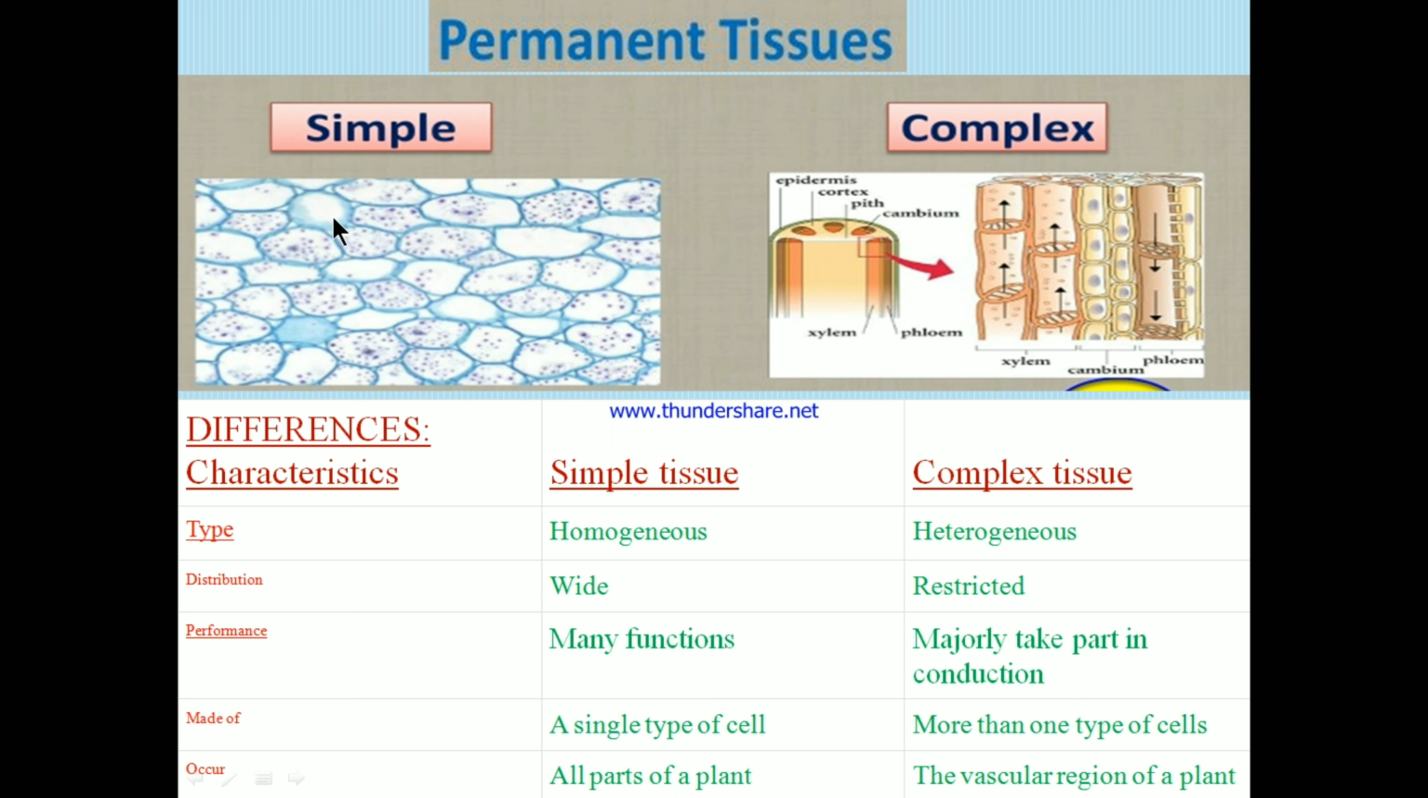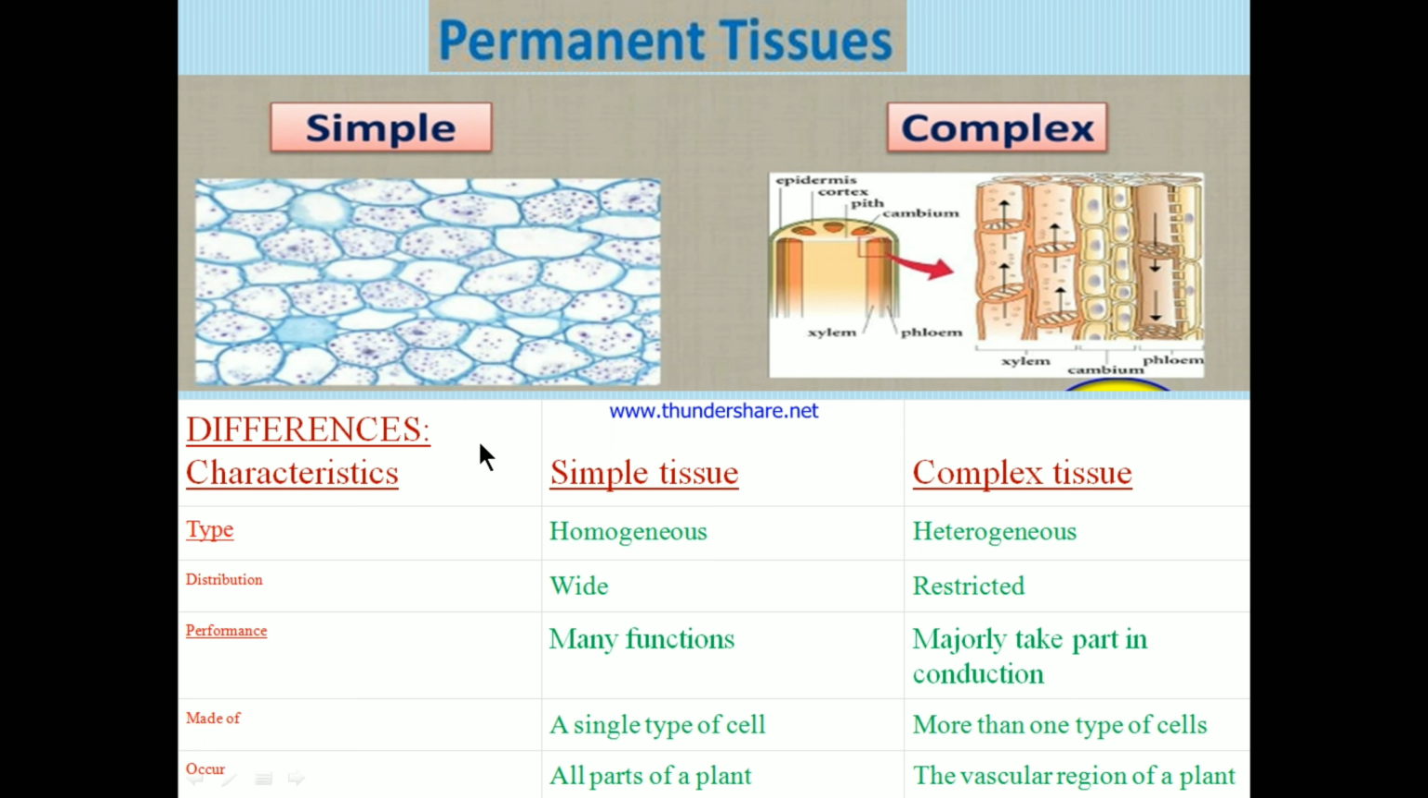The first difference I have written here. In the simple permanent tissue, we find it homogeneous. What does homogeneous mean? All the cells are similar and of a single type. On the other side, we have heterogeneous, meaning different types of cells. Of course it's a tissue, but the tissue has different types of cells. That's why it is called the complex permanent tissue. So the first difference is homogeneous versus heterogeneous.